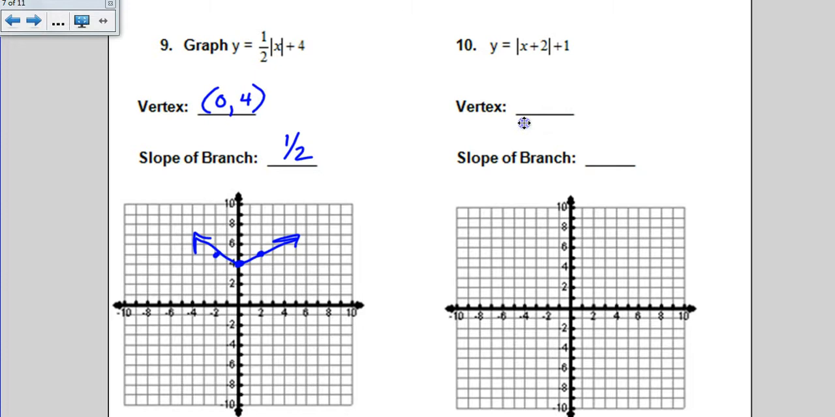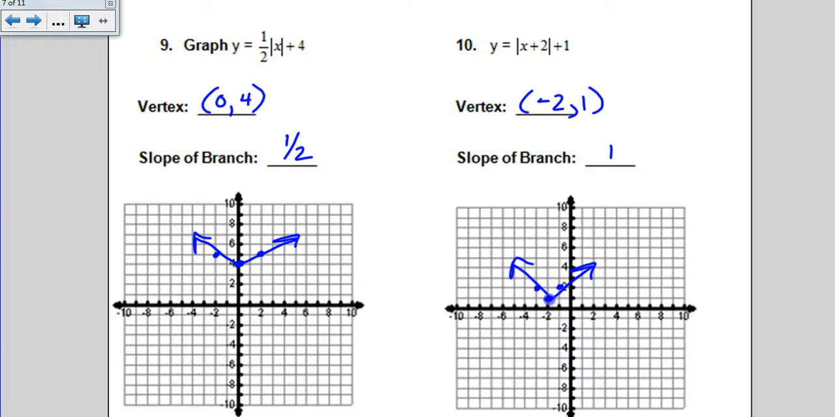Okay, number 10. The vertex, remember, you got to think opposites for the x's. So it's really a negative 2, comma 1, and the slope is the invisible 1 out in front. So negative 2, 1 is right there, and your slope is up 1, right 1, and up 1, left 1.